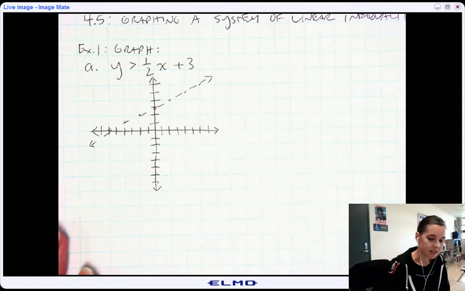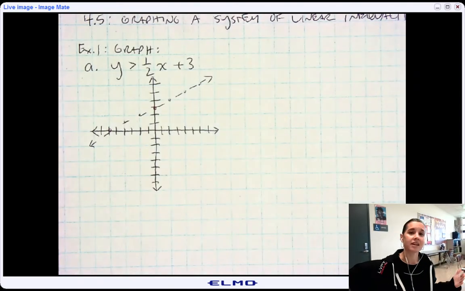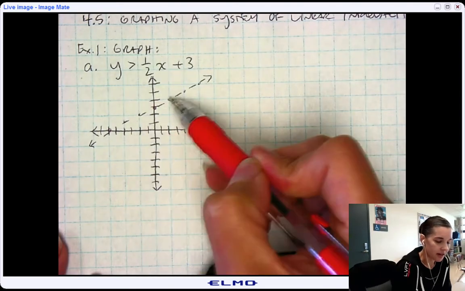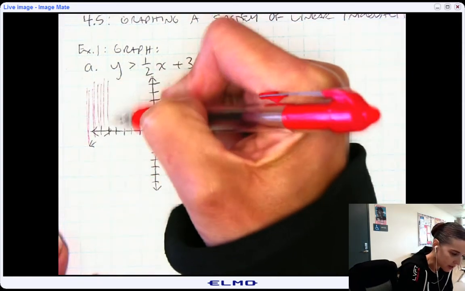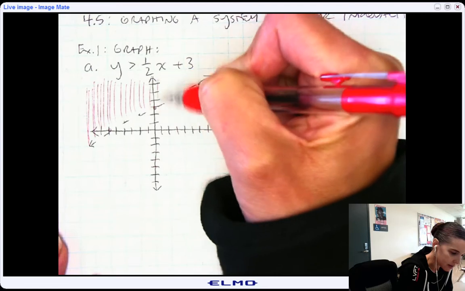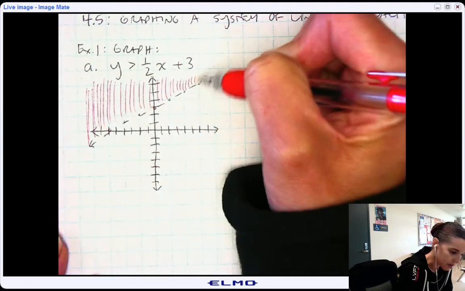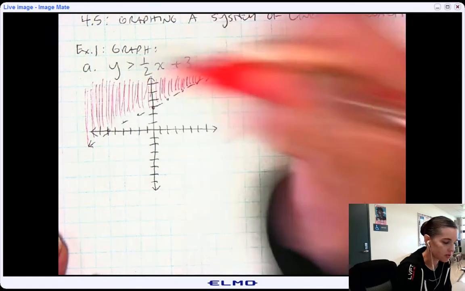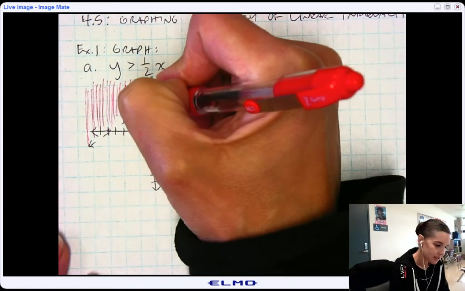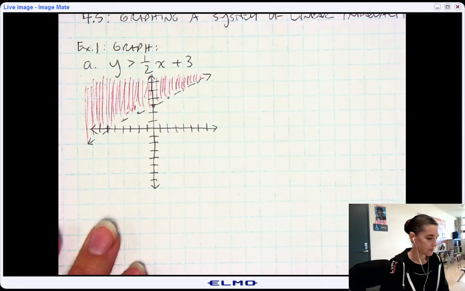Okay, now since it says y's are greater than that line, if I look at this line, all my y's are greater above. So what I'm going to do is I'm going to shade all of this that is above. And that would be the solution for that. Okay, let's try this again.